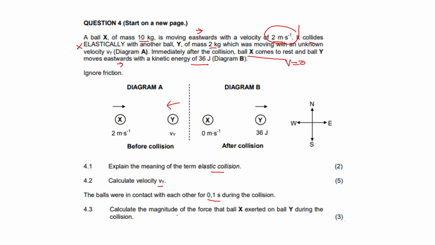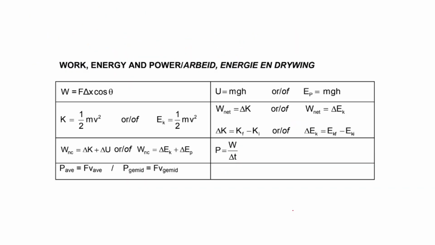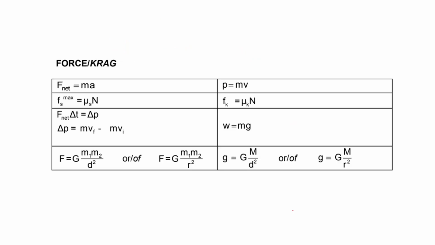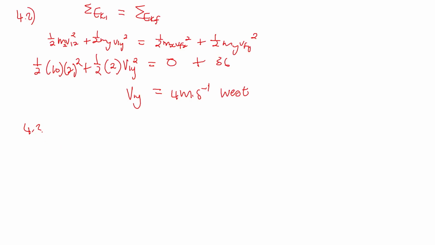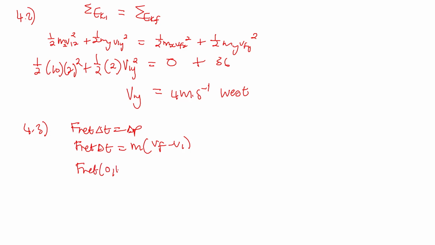4.3. Calculate the magnitude of the force that ball X exerted on ball Y during the collision. So they want the magnitude of the force. What can we do? We can use this simple calculation to get the magnitude of the force. So for 4.3, please jot down the formula. Remember that F net equals the change in momentum over time, where momentum change is mass times the change in velocity. They have given us the time. They said they collided for 0.1 seconds.